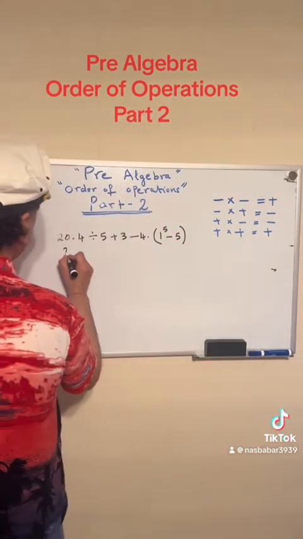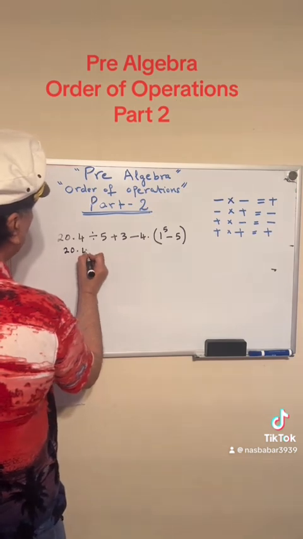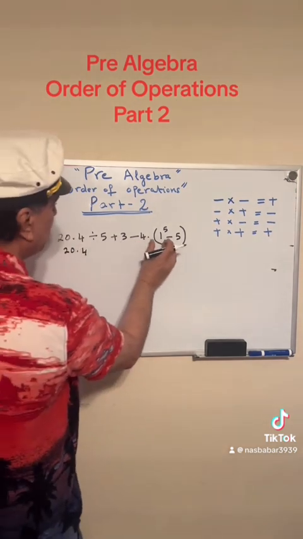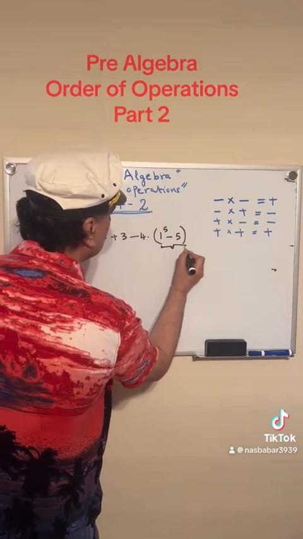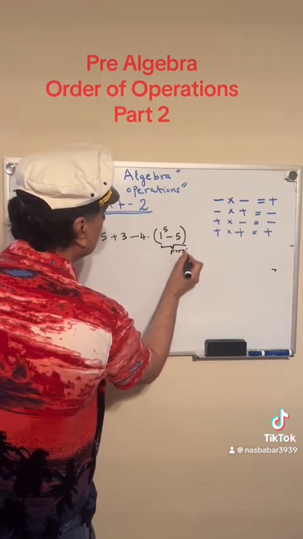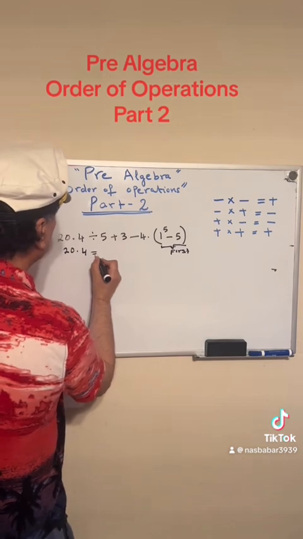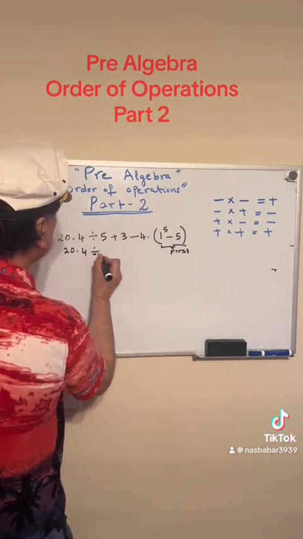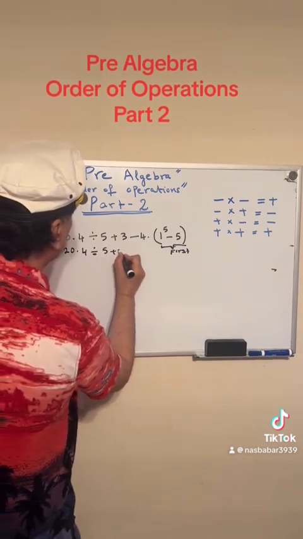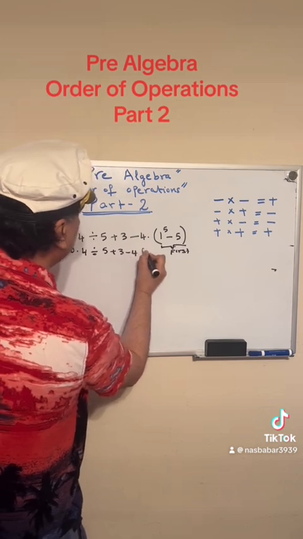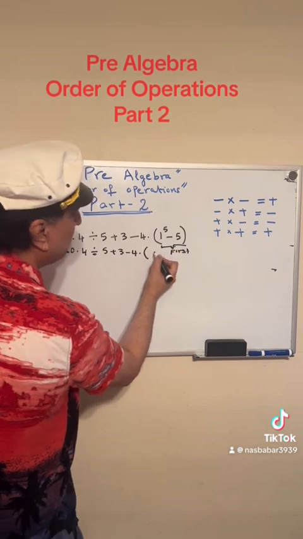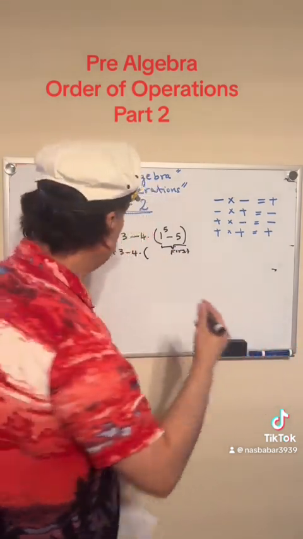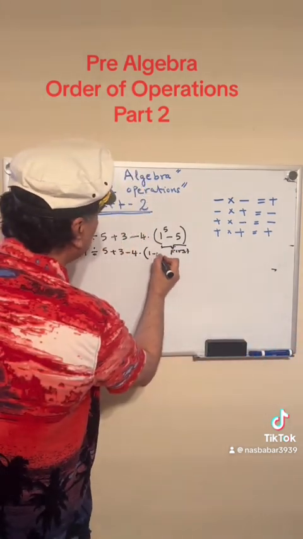So we have 20 times 4. I'm going to write this equation just like it is, except the parentheses. Solve this first. Divided by 5 plus 3 minus 4, and then times 1 raised to power 5, which is 1 because I'm just multiplying 1 five times, and then minus 5.